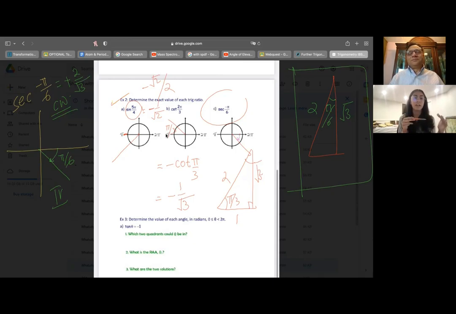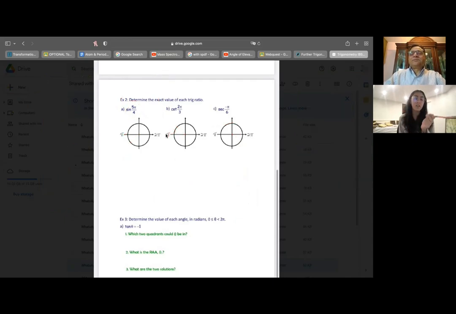positive and negative based on their quadrants, and you just go A S T C. You have to go this way based on the quadrants. Is that clear to you? So you start counterclockwise unless they say, for example, in C where it's secant negative pi 6, and then you have to go clockwise. Okay. So I hope that is absolutely clear, right?